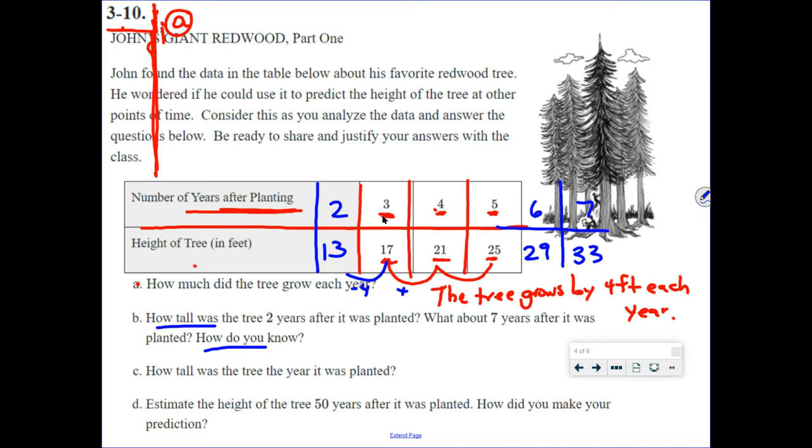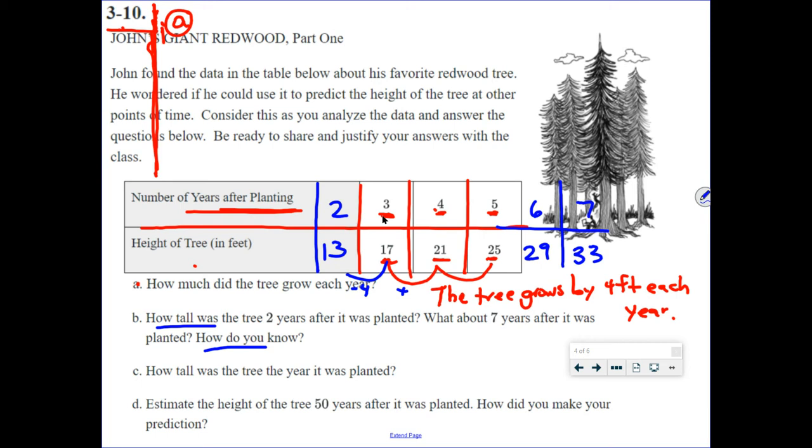And then, letter C, how tall was the tree the year it was planted? Now, automatically some of you are going to be like, well, 0, of course, because that was planted. However, sometimes you go to a nursery, not where babies are at, but a tree nursery, where you buy trees that are already a certain height. And so you buy a tree at a nursery and take it home and plant it. That's what happened in this case.